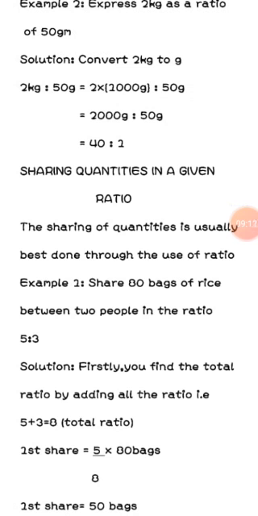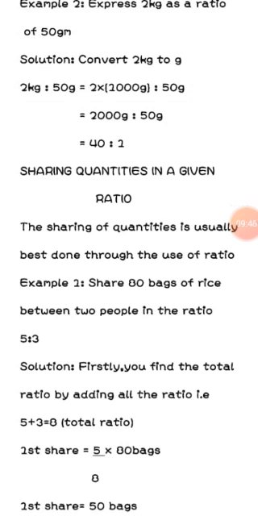Solution beneath it. The first thing you do in cases like this, when sharing quantity in a given ratio, is find the total ratio. And how do you find the total ratio? By adding the ratios in the question. The ratio we have there is 5 to 3, meaning the total ratio is 5 plus 3, which will give us 8.